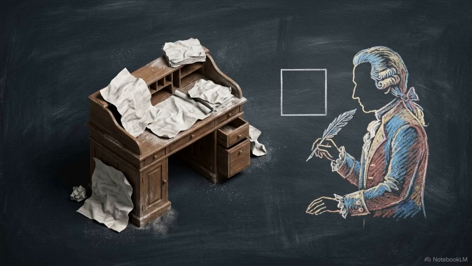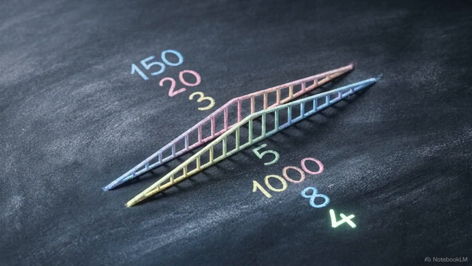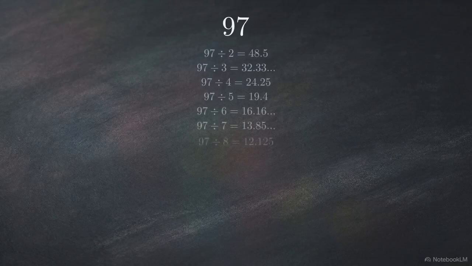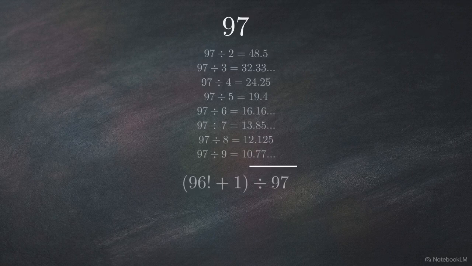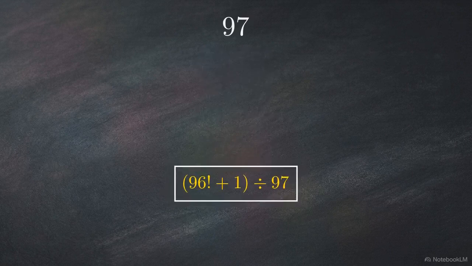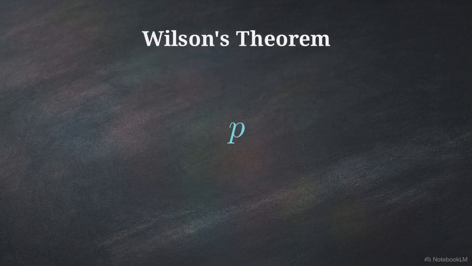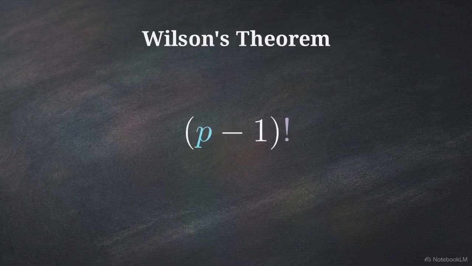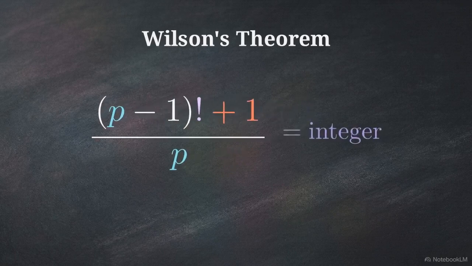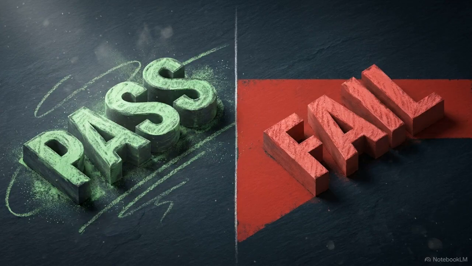Mathematicians have spent centuries looking for a shortcut, a way to identify a prime without checking every single potential divisor. They searched for a single calculation that could confirm primality in one go, rather than through a long process of trial and error. This search led to Wilson's theorem. It states that a number p is prime if and only if you take the factorial of p minus 1, add 1 to it, and find that the result is evenly divisible by p. This theorem offers a binary result, a definitive yes or no for any number we want to test.